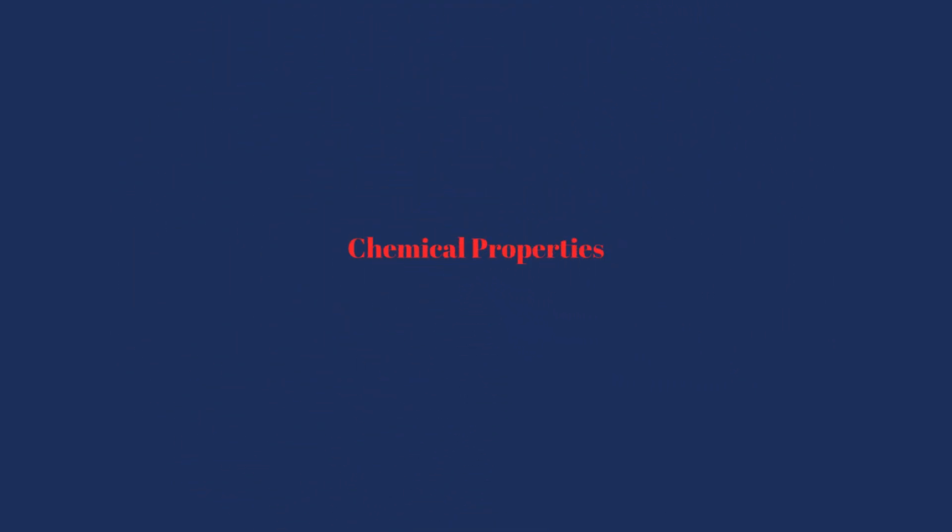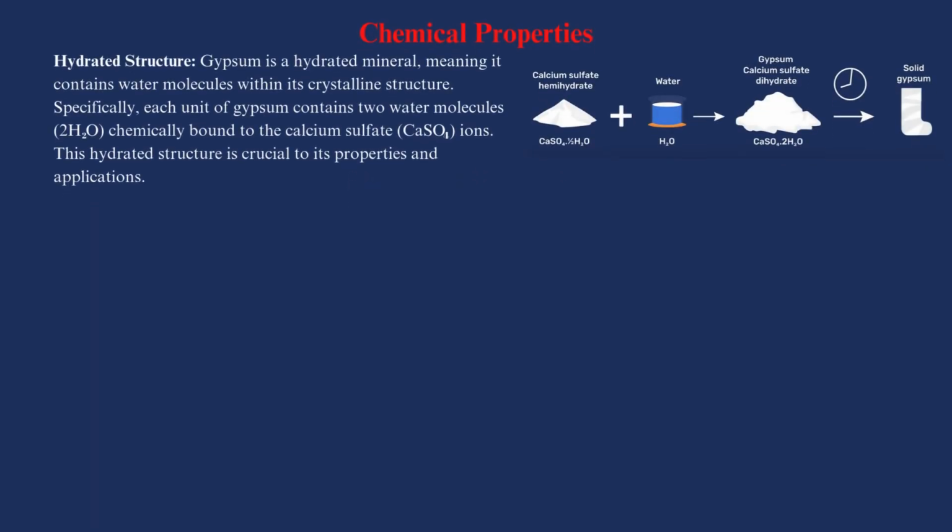Chemical properties. Gypsum, a naturally occurring mineral with the chemical formula CaSO4·2H2O, exhibits several important chemical properties that contribute to its versatility and usefulness in various applications. Here are some key chemical properties of gypsum. Hydrated structure. Gypsum is a hydrated mineral, meaning it contains water molecules within its crystalline structure. Specifically, each unit of gypsum contains 2 water molecules chemically bound to the calcium sulfate ions. This hydrated structure is crucial to its properties and applications.